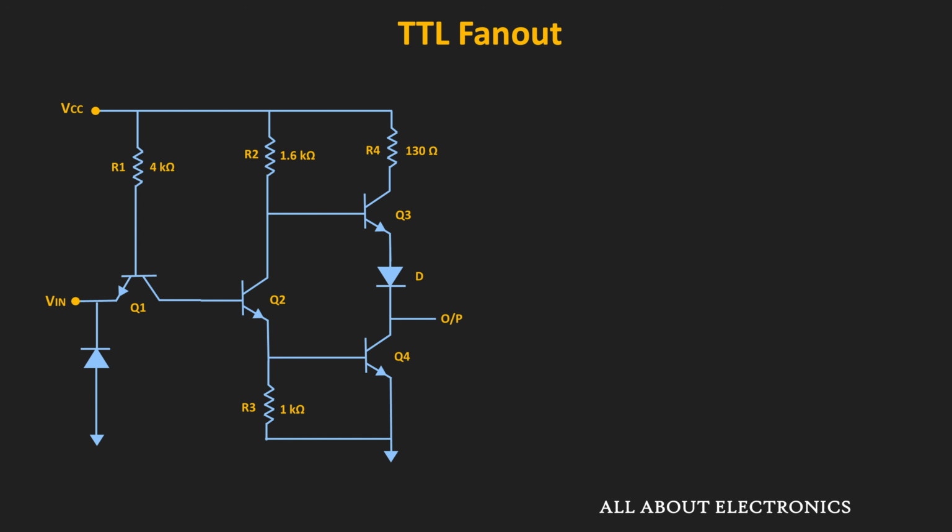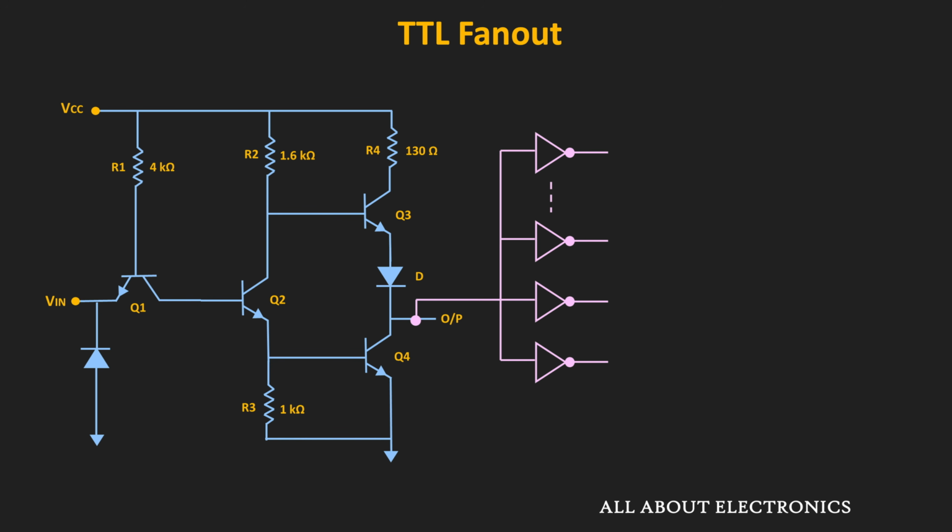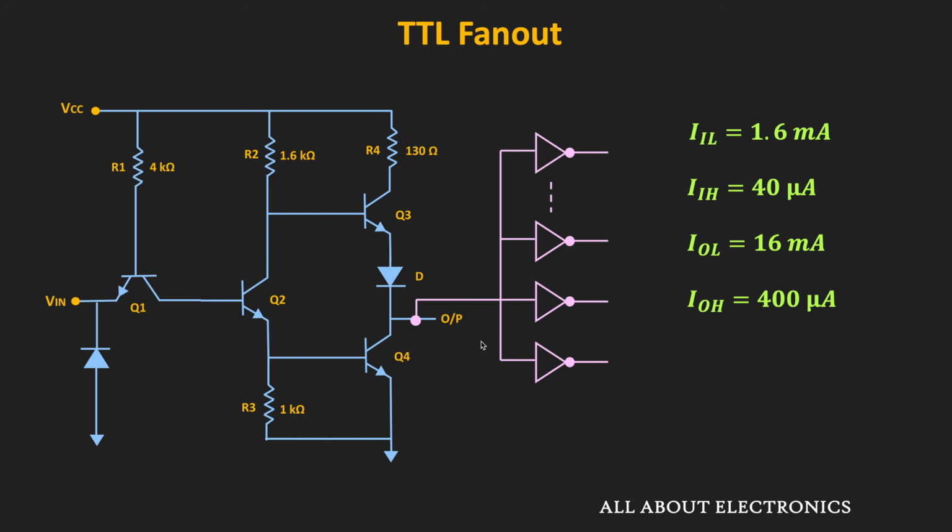So as we have seen, the fan out defines the maximum number of other logic gates that can be connected at the output of the logic gate. So for the TTL logic family, these are the maximum allowed values of the input and the output currents. So when the output of the logic gate is low, then the logic gate sinks the current, and when the output is high, then it will source the current.